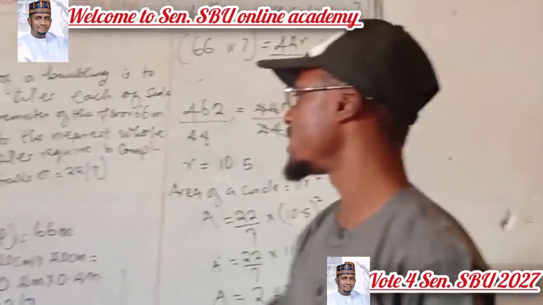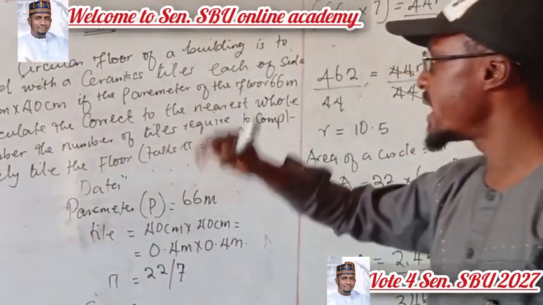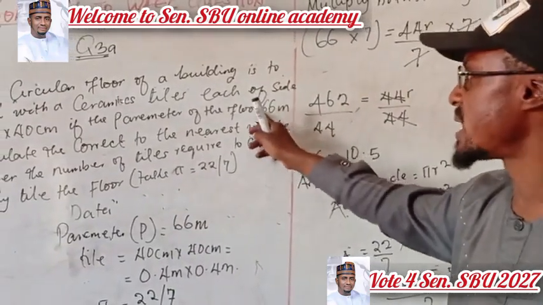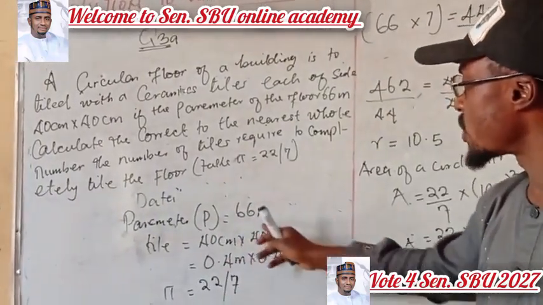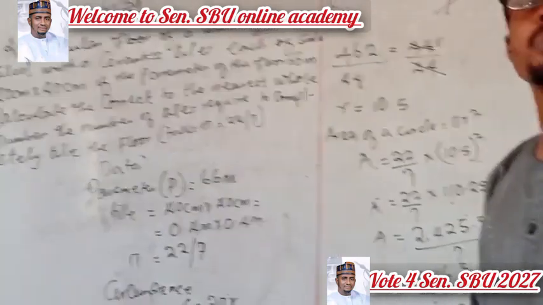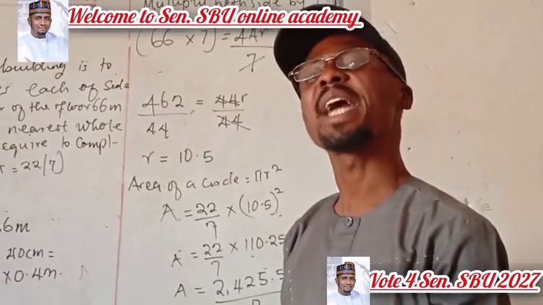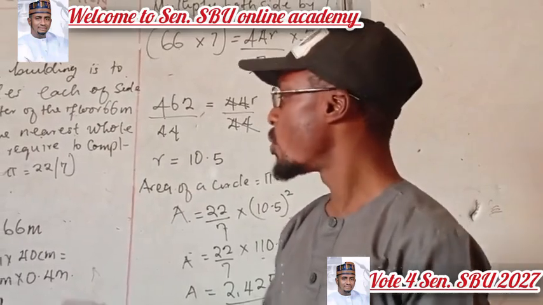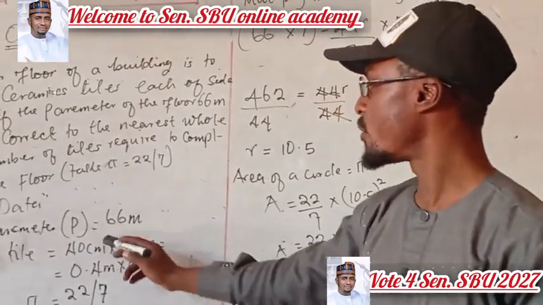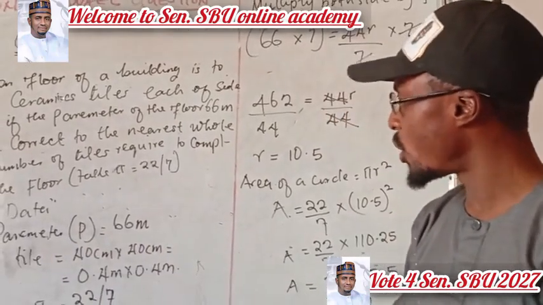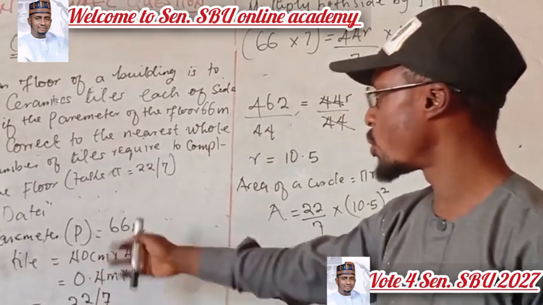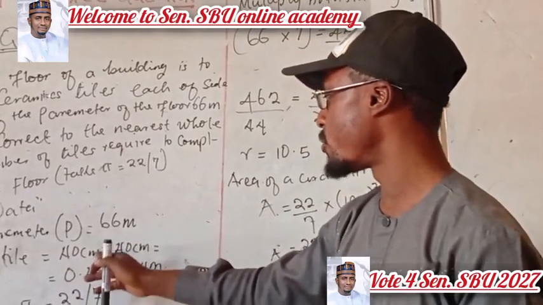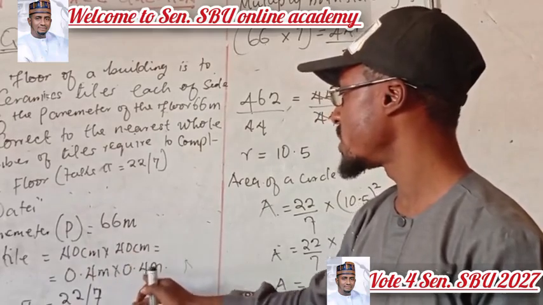Perimeter was given to be 66 meters, and the area of the tile is 40 centimeter by 40 centimeter. If you look at it, the perimeter happened to be in meters, and the side of the tiles was given to us in centimeters. We are left with no option other than to either convert from meter to centimeter or convert from centimeter to meter. Preferably in this class, we choose to convert from centimeter to meter. Converting from centimeter to meter, we use the knowledge that 100 centimeter equals 1 meter. Therefore, 40 centimeter will be 40 divided by 100, which is 0.4 meter.